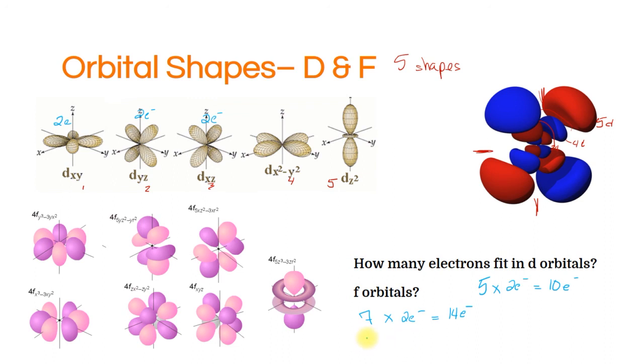All right, so then for the p block, it goes from groups 13 to 18. The p block has 3 shapes. They all look like bow ties. Each one can contain 2 electrons, so that can fit 6. And for the s, of course, we have one shape. It's just a sphere with 2 electrons.